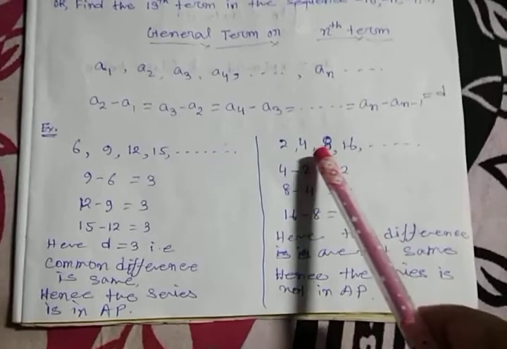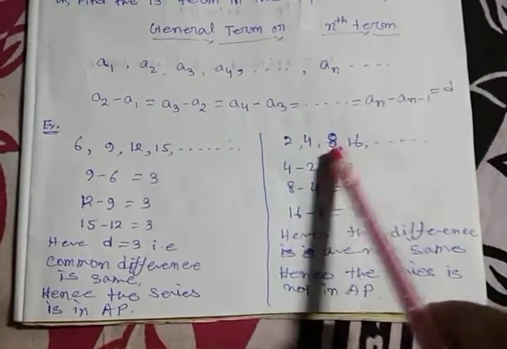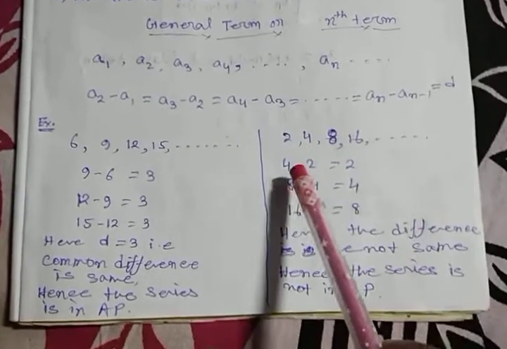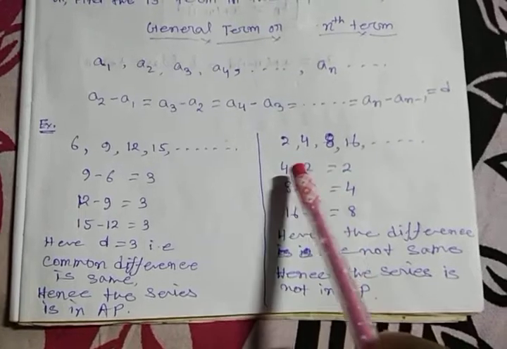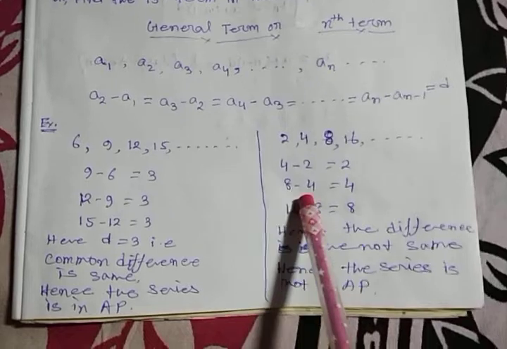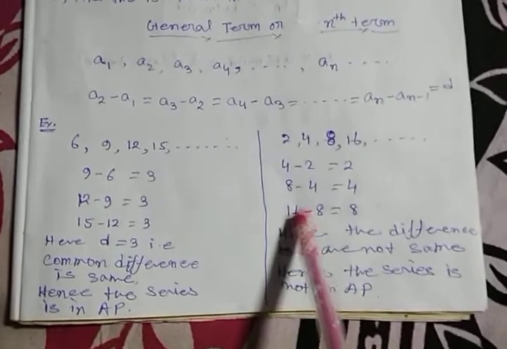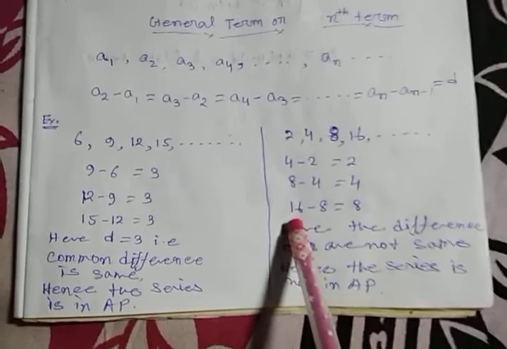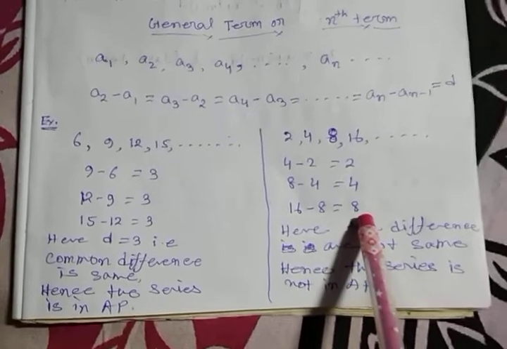Now another sequence: 2, 4, 8, 16. So here second term minus first term, that means 4 minus 2, equals 2, and third term minus second term, that means 8 minus 4, equals 4, and fourth term minus third term, that means 16 minus 8, equals 8.